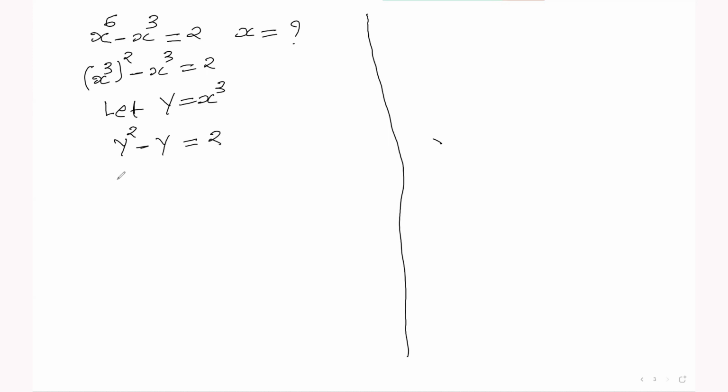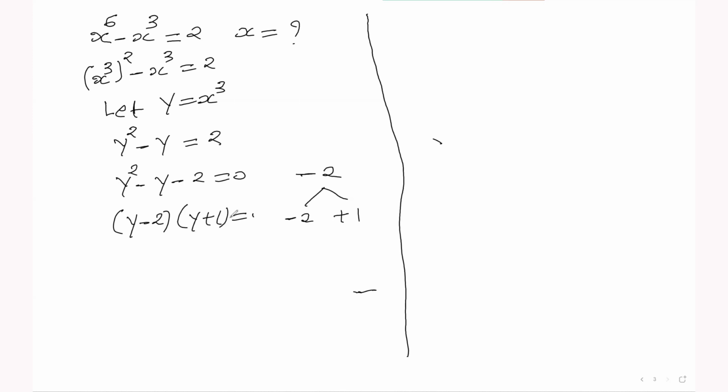Now 2 I can take on the left hand side. So that will become y square minus y minus 2 equal to 0. Now I can factorize. So this minus 2, I can try to factorize in such a way I get negative 1 because that is the middle term. So my factors will be minus 2 and positive 1. So I can factorize that as y minus 2 and y plus 1 equal to 0. So my two answers are y minus 2 equal to 0 and y plus 1 equal to 0. So my y value equal to 2 and y value equal to minus 1.